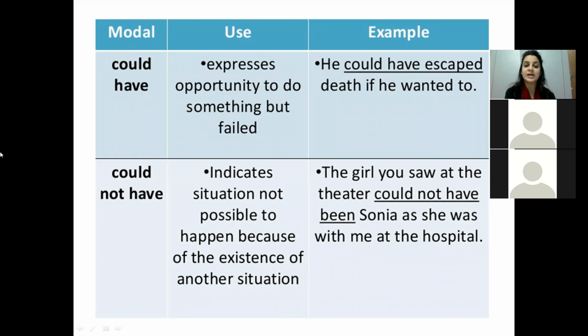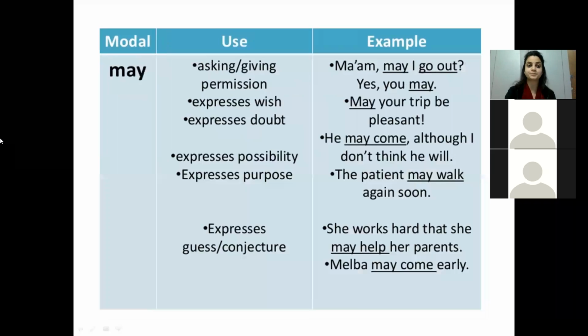Could not have indicates situation not possible to happen because of the existence of another situation. The girl you saw at the theater could not have been Sonia as she was with me at the hospital. It means it is showing a situation as well as another situation. दोनों situation बता रहा है, but the one situation is not related to the another one. It is like that कि जिस आपने जिस girl को देखा वो सोनिया हो ही नहीं सकती because Sonia was with me at the hospital. All right.